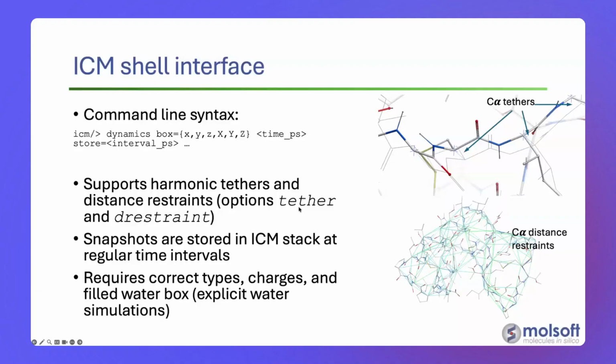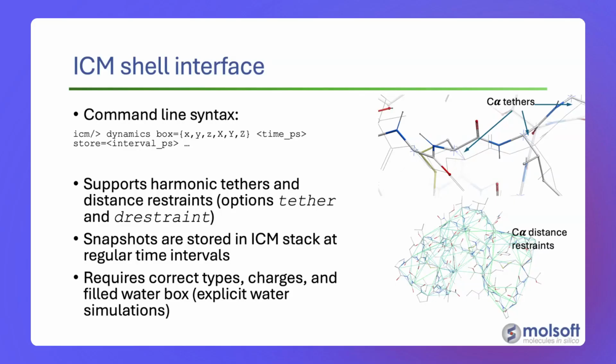This slide shows the basic command line syntax for running molecular dynamics in ICM. The dynamics command includes a box option to define the simulation, so you have box dimensions and positions. That's the XYZ, a vector. You have the time in picoseconds and the storage interval in picoseconds. That defines how often the trajectory snapshots are saved in the ICM stack.